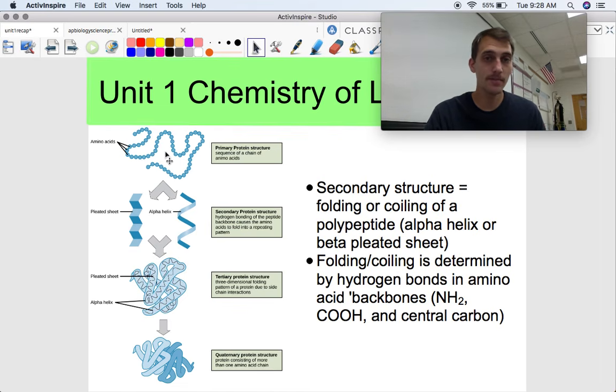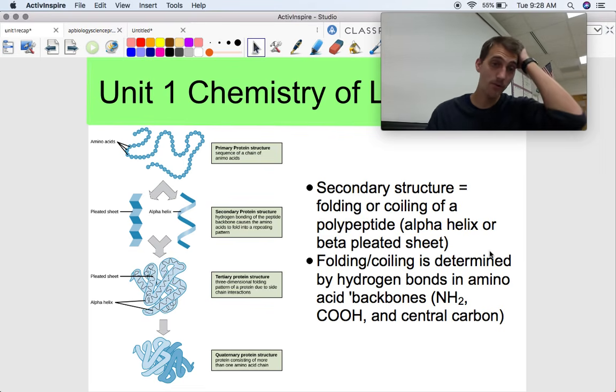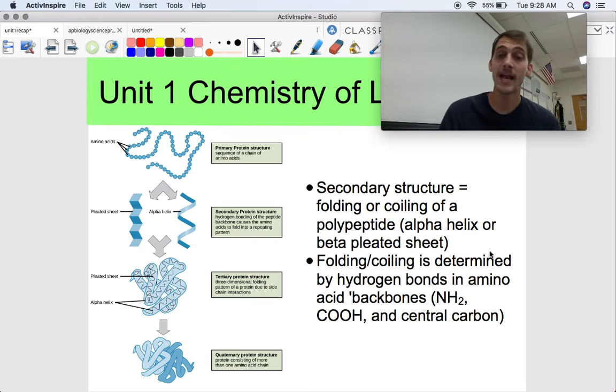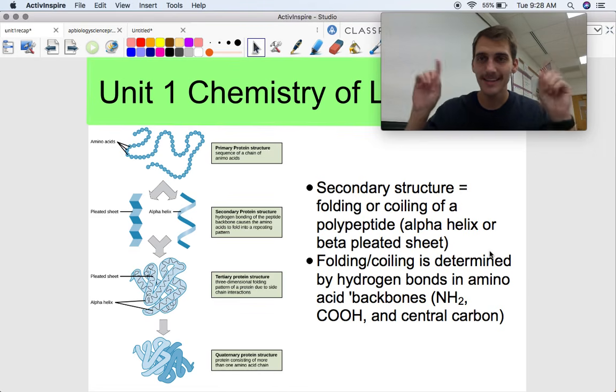So here's your primary structure, a chain of amino acids. It starts to form these goofy shapes. And the reason why it's forming these goofy shapes, these helices and these kind of zigzags, is because of the hydrogen bonds in the amino acid backbones.